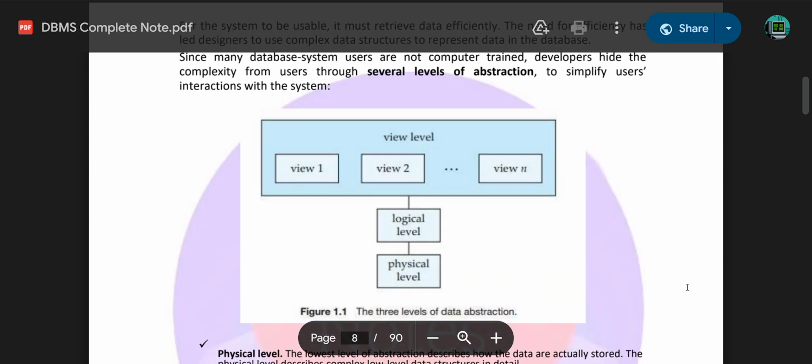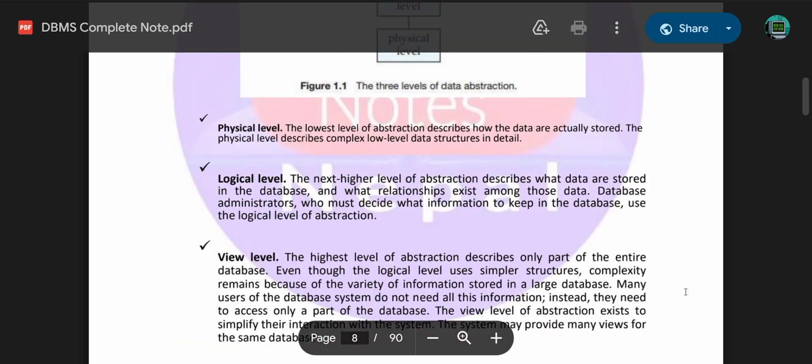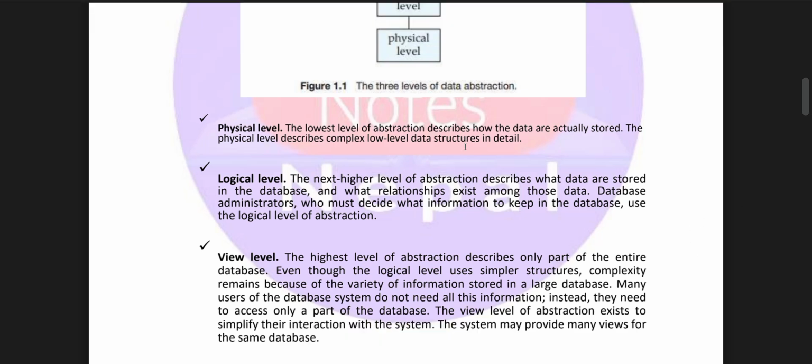View level 1, view level 2, view level n, logical level, physical level. The lowest level of abstraction, the physical level, describes how the data are actually stored. The physical level describes complex low-level data structures in detail. The logical level, the next level of abstraction, describes what data are stored in the database and what relationships exist among those data. The database administrator, who must decide what information to keep in the database, uses the logical level of abstraction.